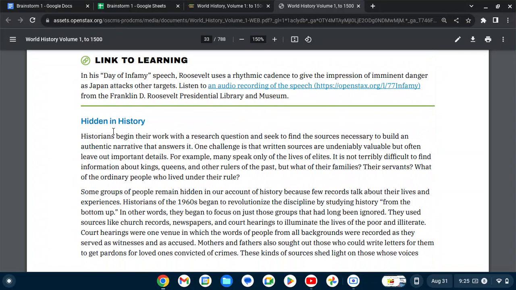From the Franklin D. Roosevelt Presidential Library and Museum.